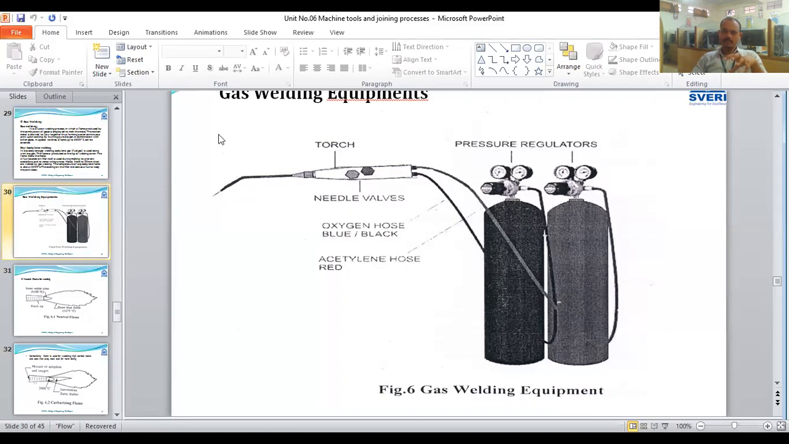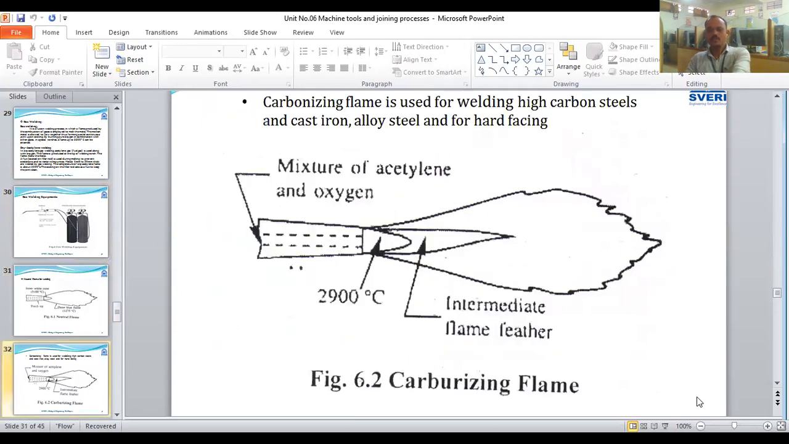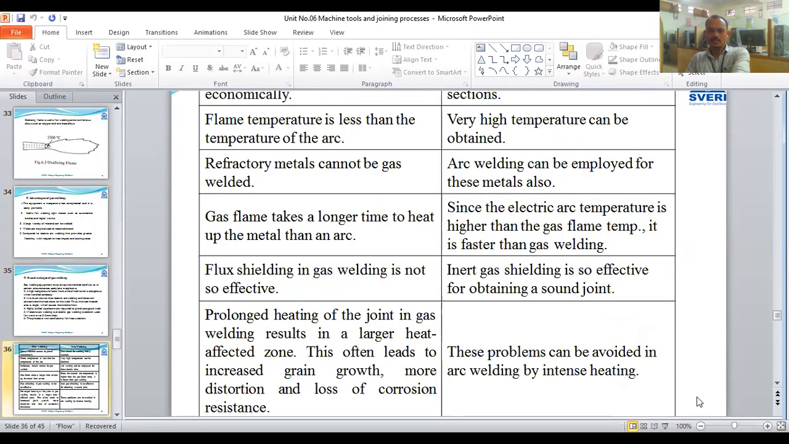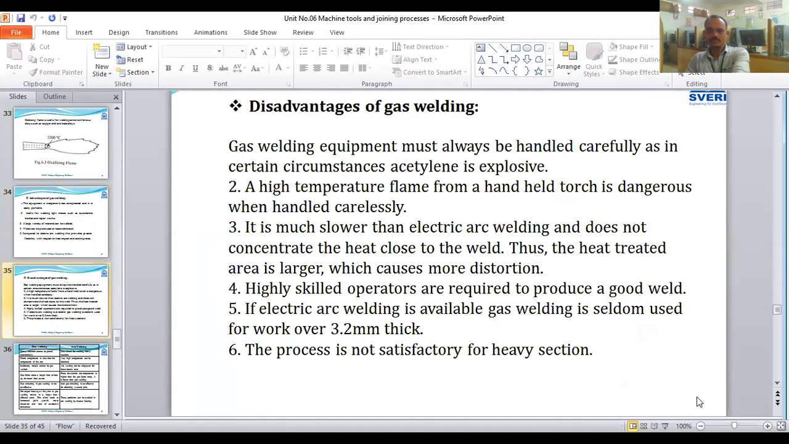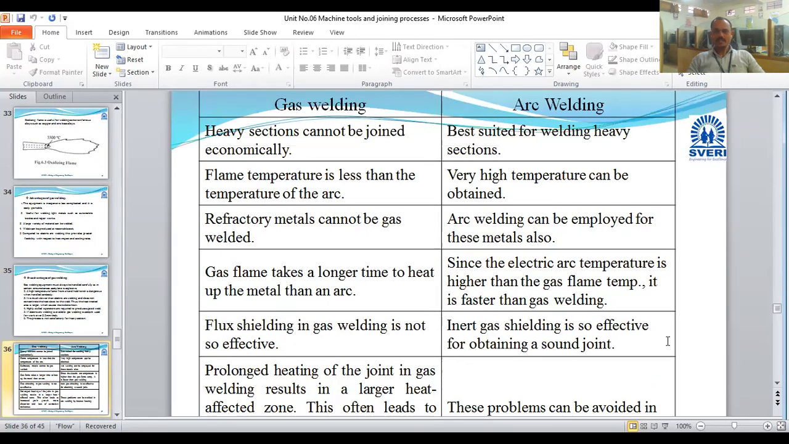Then with the help of a lighter, we can ignite this gas, and by adjusting the flow of oxygen and acetylene, we can create the flame. This flame is used to heat the workpiece as well as the filler metal. By using that, we can join sheet metals or some light parts. So you can observe here, these are gas welding and arc welding.